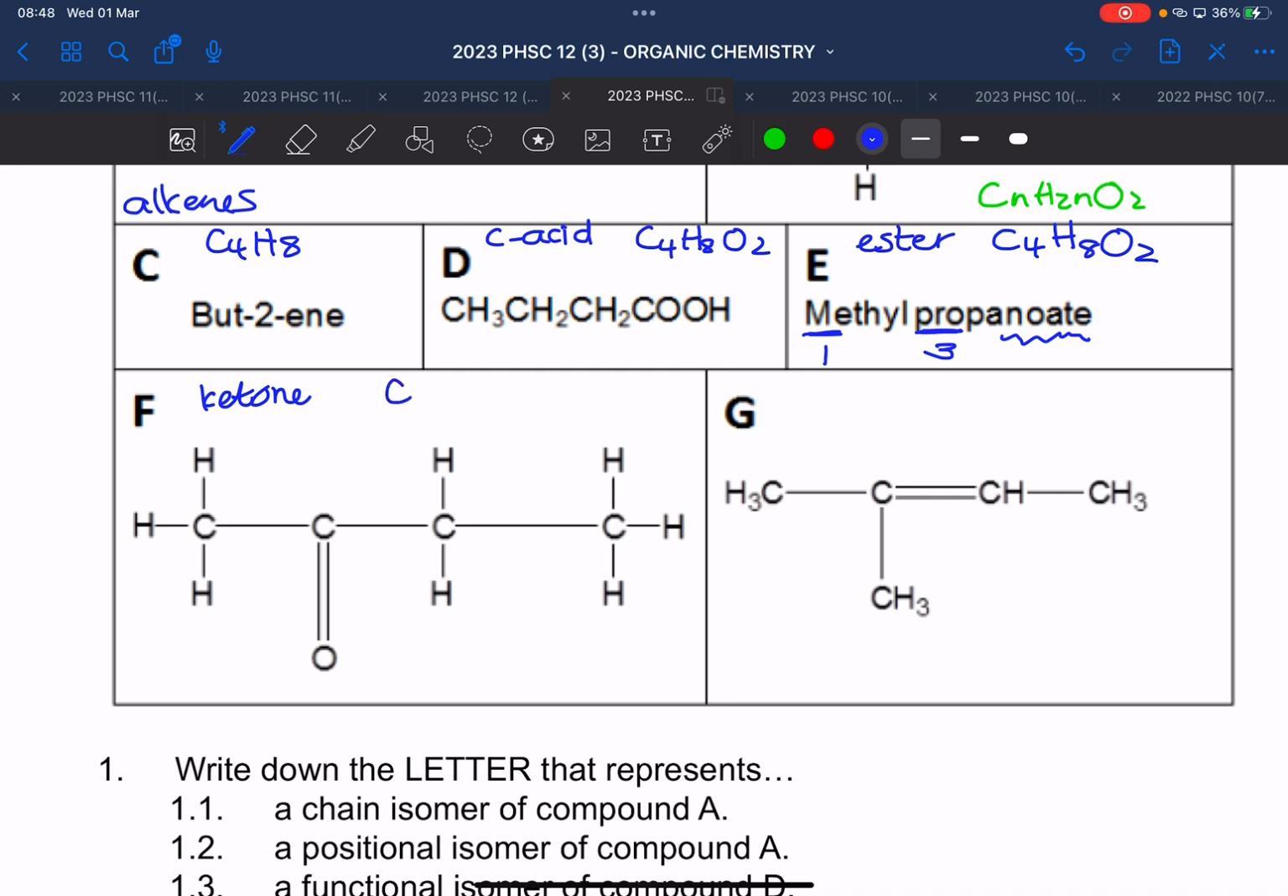How many O's? One. So is that isomer of that one? No, the number of oxygens differ. Alright, and then the last one there.